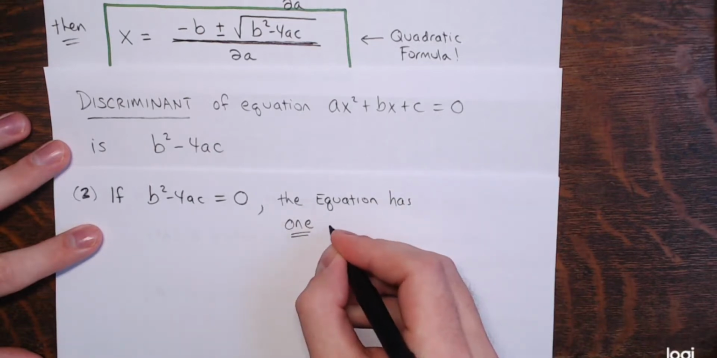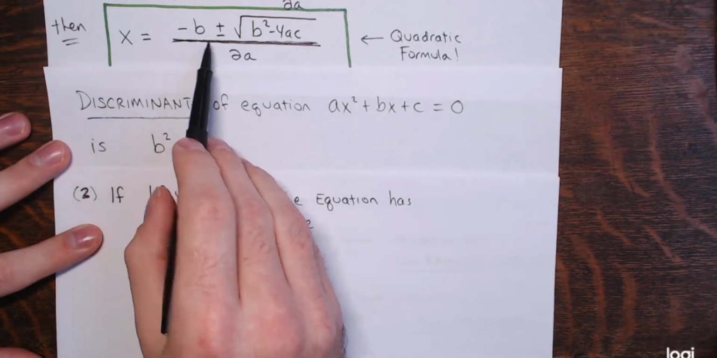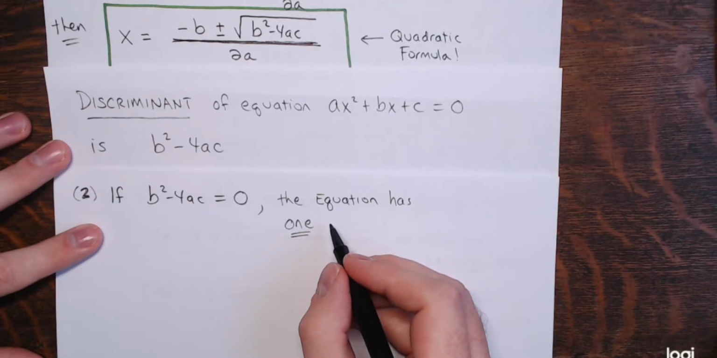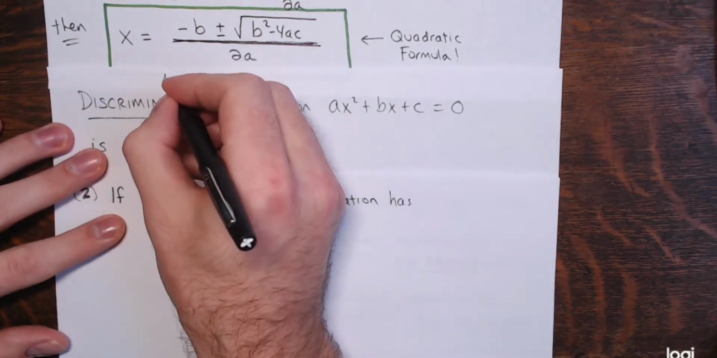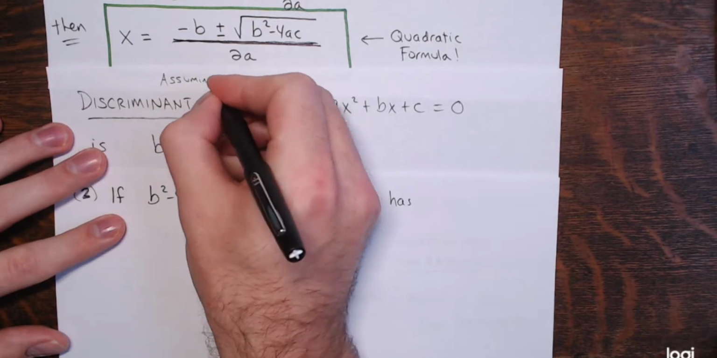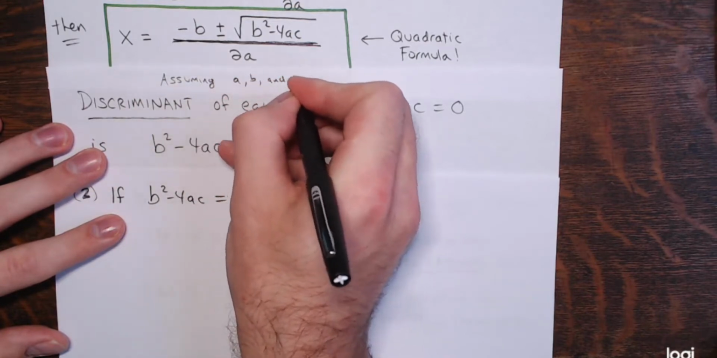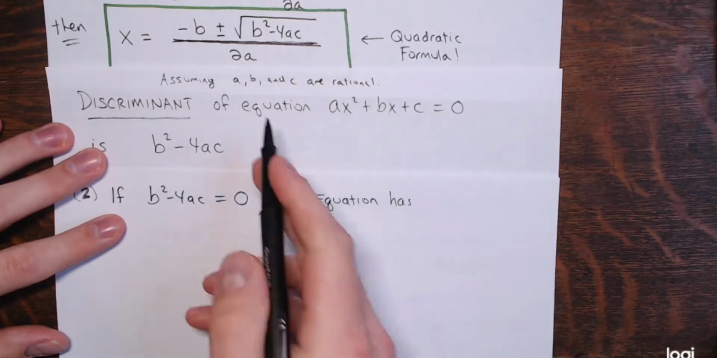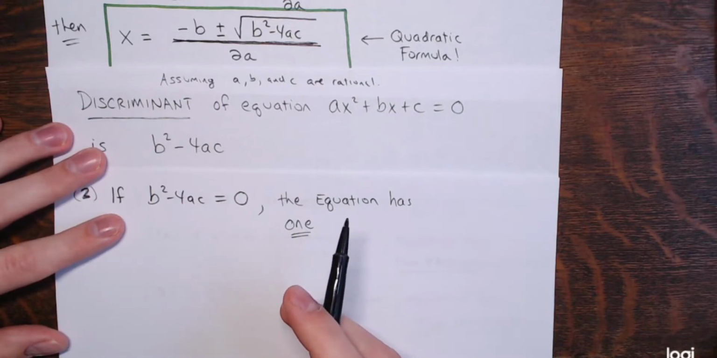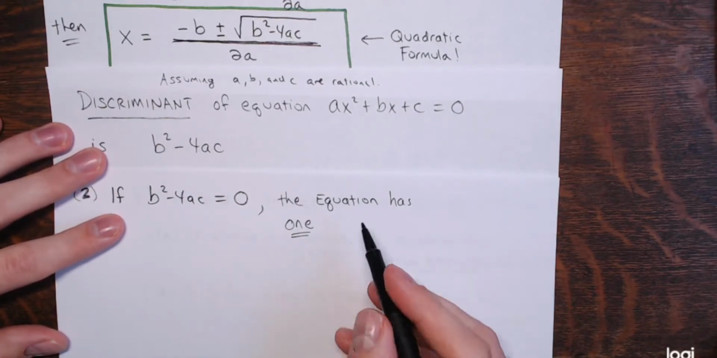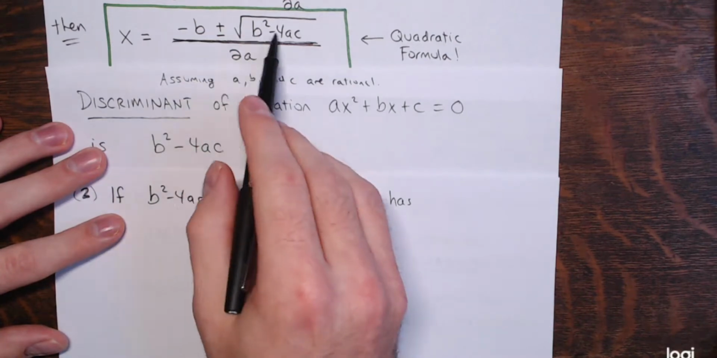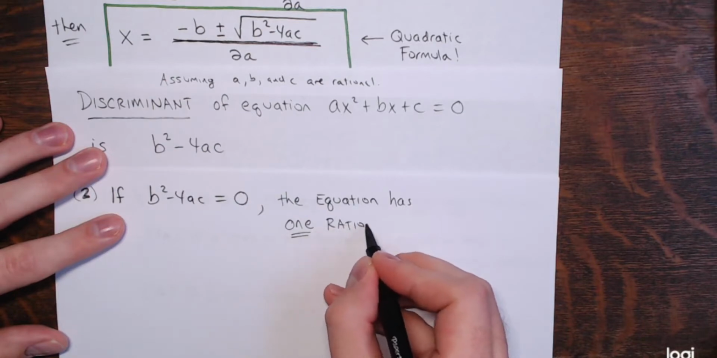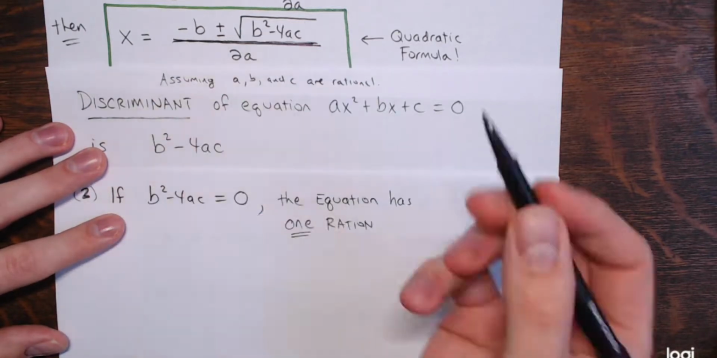Well, we're going to assume that a, b, and c are rational numbers, so maybe I should have written that up here. Let's just say assuming little a, b, and c are rational, right? Because we're not going to see too many equations where a, b, and c are like the square root of 2 or pi or e or something. So if that's the case, then you take the square root of 0 here. You have negative b over 2a. That's a rational solution. One rational solution, but only one. Just the negative b over 2a, right? The square root of 0 is 0.